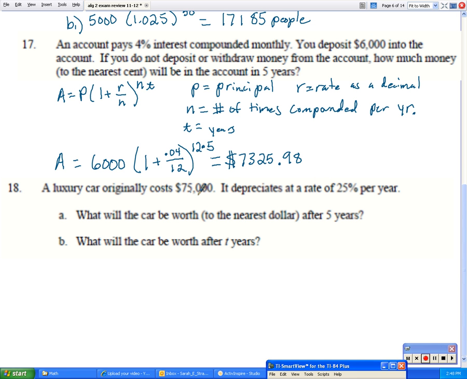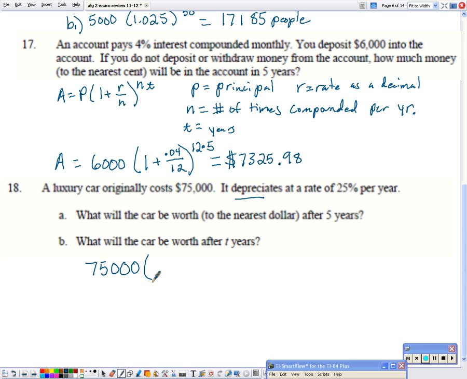Alright. A luxury car costs $75,000. It depreciates at a rate of 25% per year. So we're going to write our function as 75,000 and then 1 minus the rate. Now remember, for our population problem, we did 1 plus the rate because it was appreciating, it was growing. This is depreciating, it's a decay problem. So 1 minus 25% per year, and we'll make year x. So there's our function.